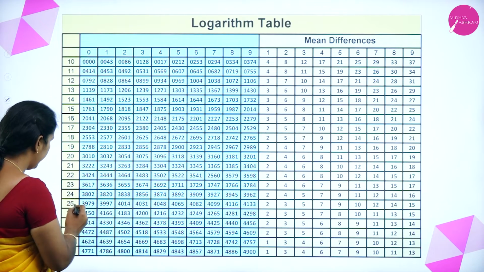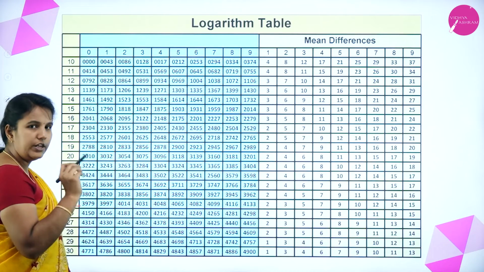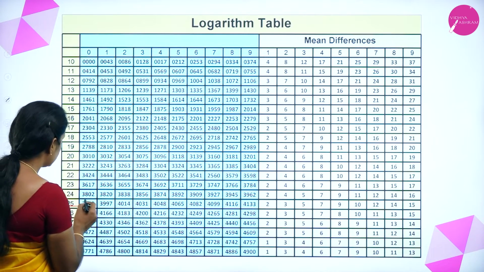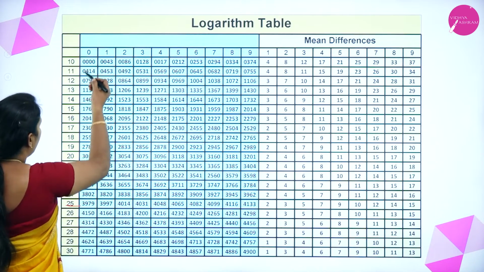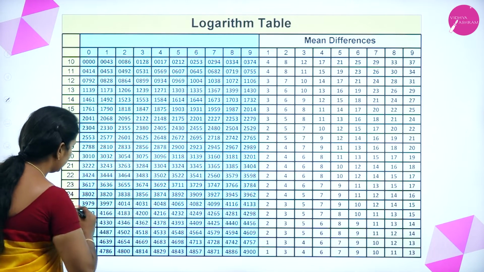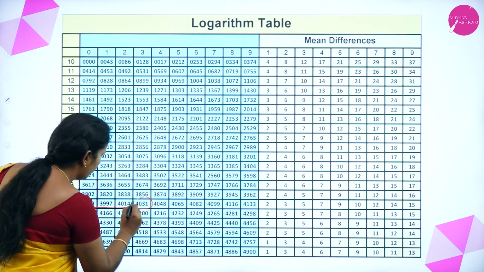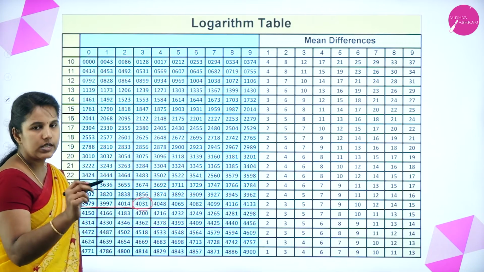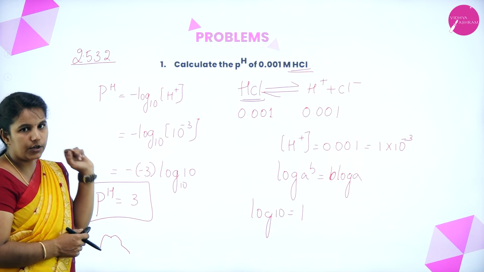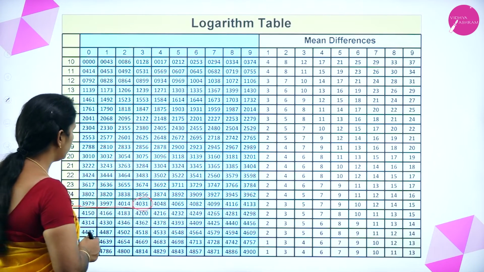So under 25 we need to see the 3 and 2. So under 3, in the sense this is a 25, under 0, 1, 2 and finally 3. So this is a log value, that is 4031. And we also have one more number, that is 2. So how to find out the 2 here?